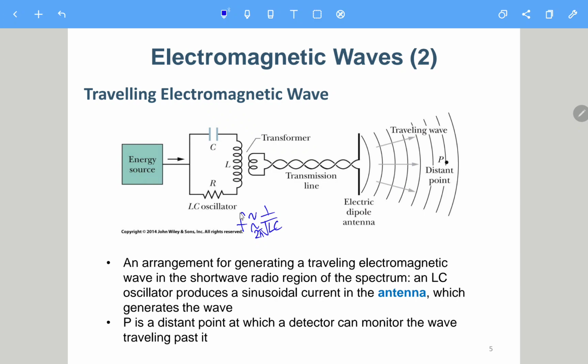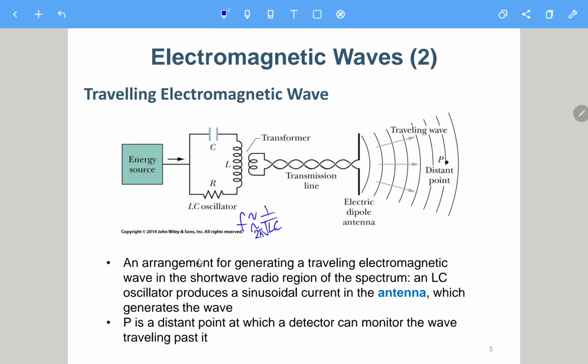check it back. And this is a transformer, so it can transform this energy into here so that it can match the resistance, match the impedance here. And then this is actually an antenna, an electric dipole antenna. It treats this like a transmission line, so that this one will transmit the EM wave.